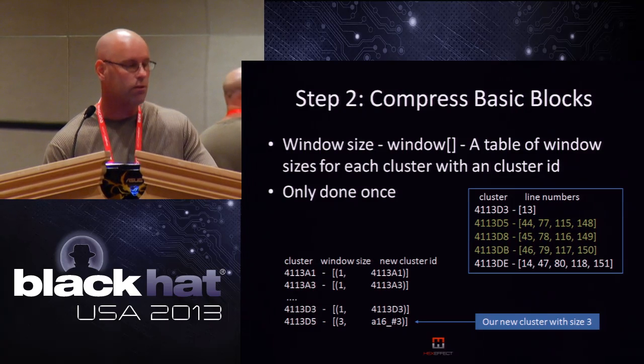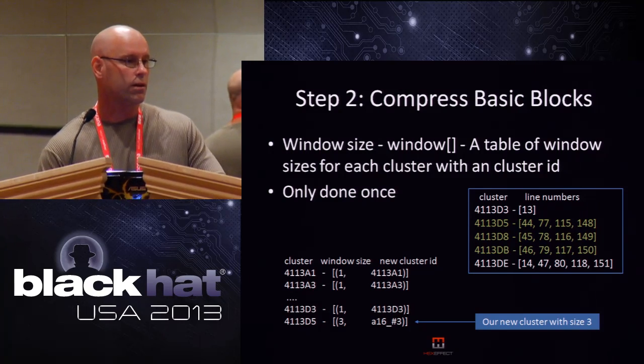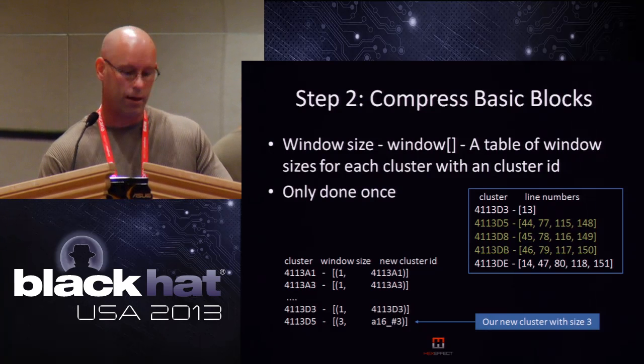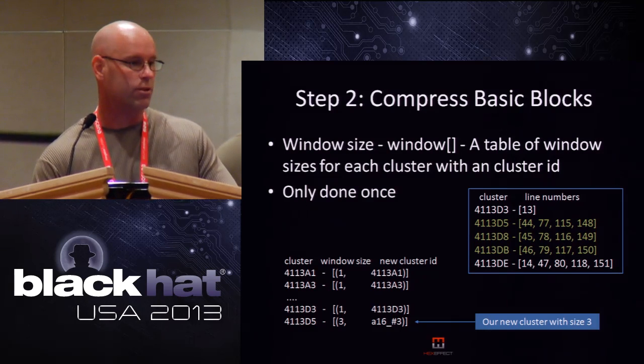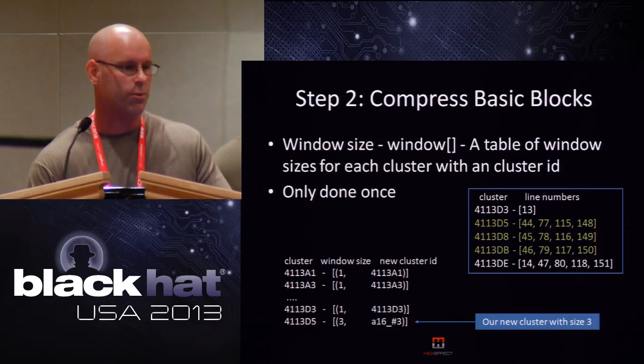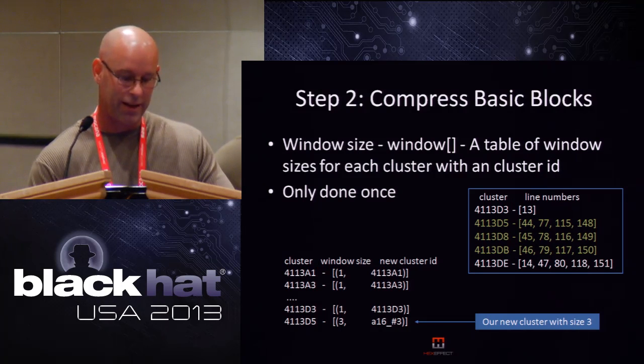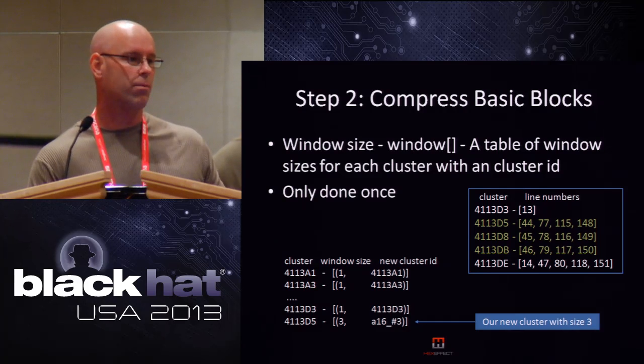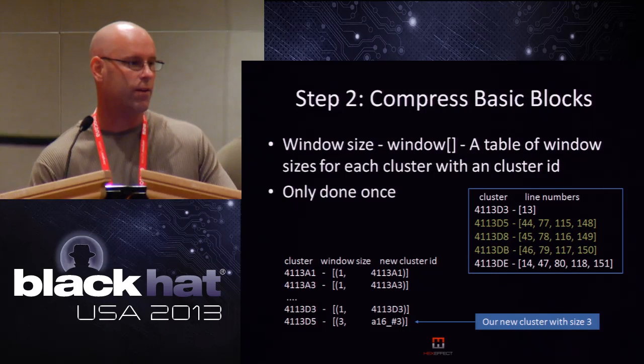A16_pound3 is saying that, for round 1A, this is the 16th cluster, because this is actually a real example, so I just copy and pasted. And it has 3 instructions in it, right? So that's the very first pass, this compressing of basic blocks to get it faster, right?